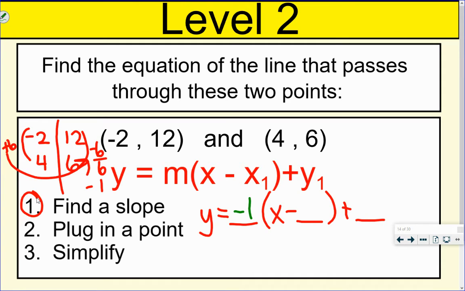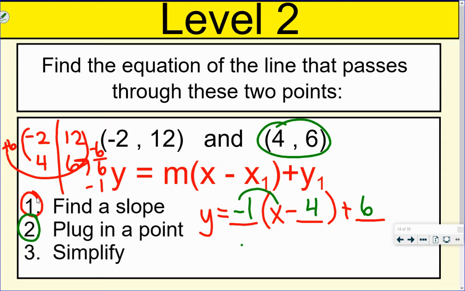Now I can choose either ordered pair. It doesn't matter. This time I'm going to choose the second ordered pair because on the last one I chose the first. So I'm going to plug in 4 and 6. Okay, so I did step number 1. I've done step number 2. Now I'm going to simplify.